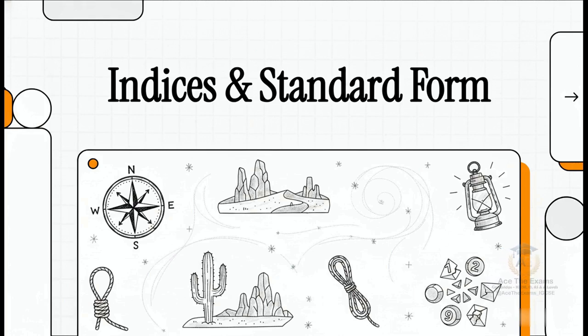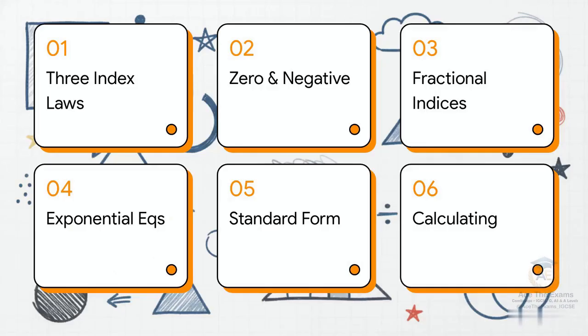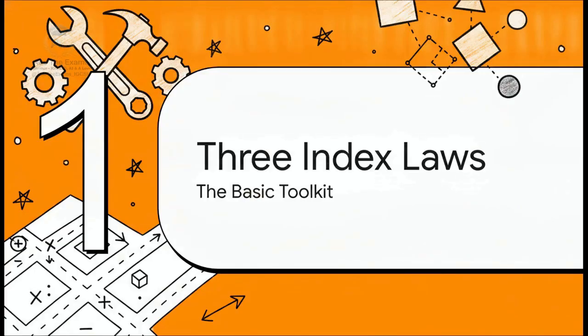By the end of this session, you won't just be surviving the math exam. You'll be claiming your grade treasure. So, here is our survival map of the wasteland. We're going to logically break down exactly how we'll conquer these topics step by step. We'll kick things off with the three index laws, then move into the traps of zero and negative powers, followed by fractional indices. After that, we'll tackle solving exponential equations. And finally, we'll hit the boss level, mastering standard form and calculating in standard form. Every single one of these sections is packed with easy marks, provided you have the right strategy. Let's get straight into it.